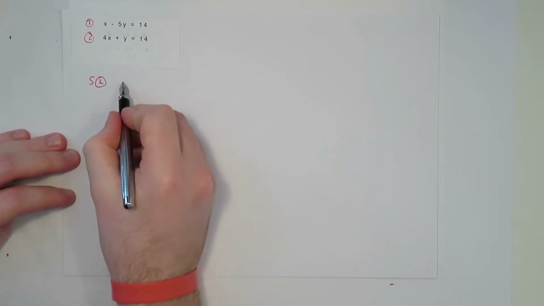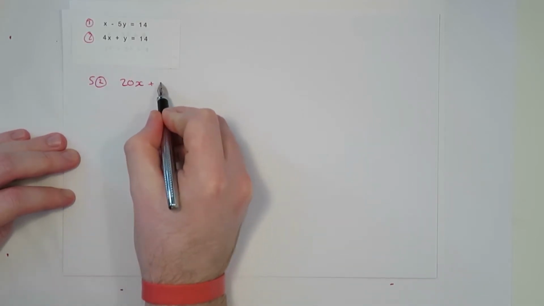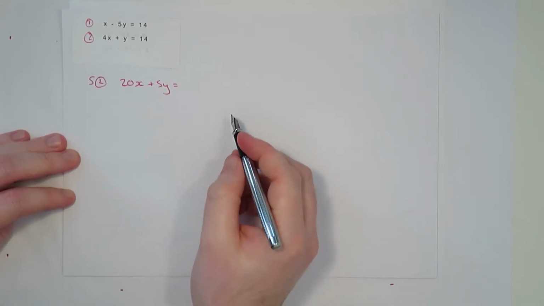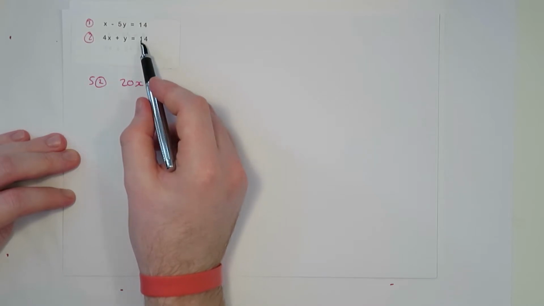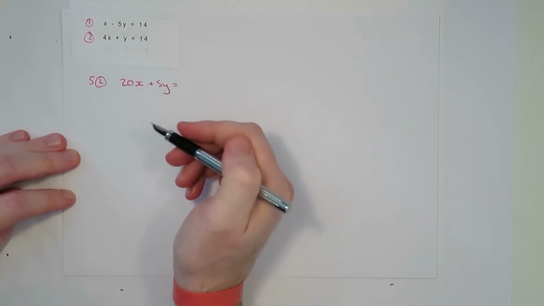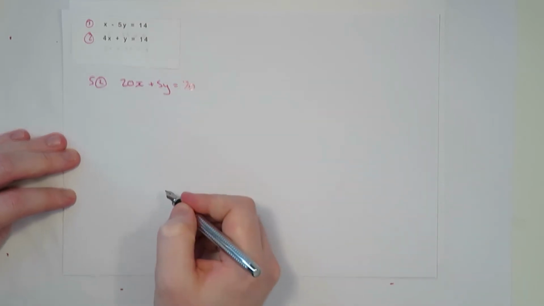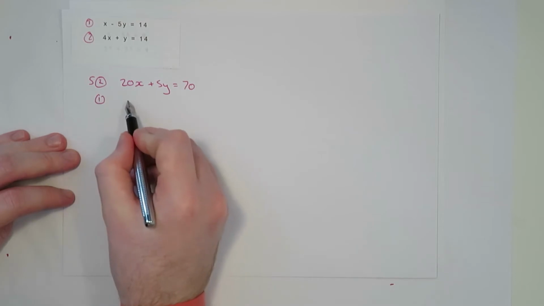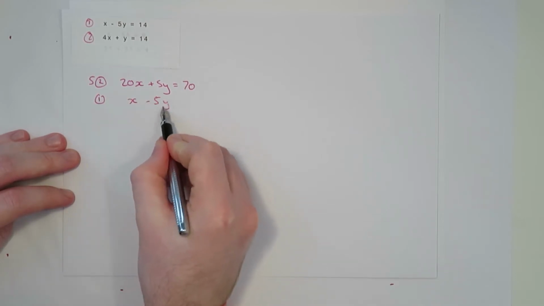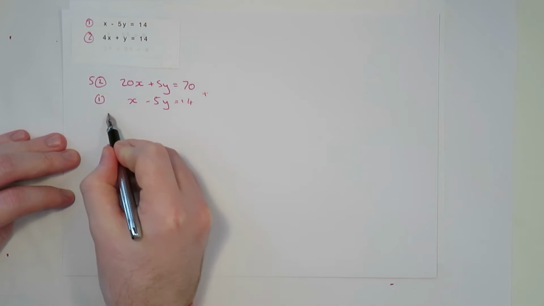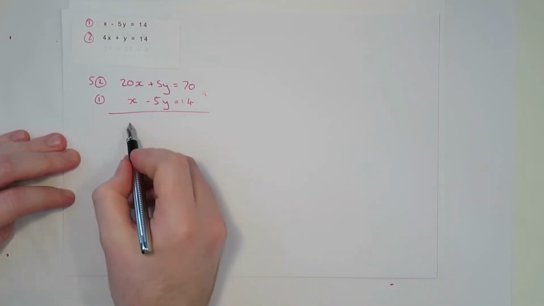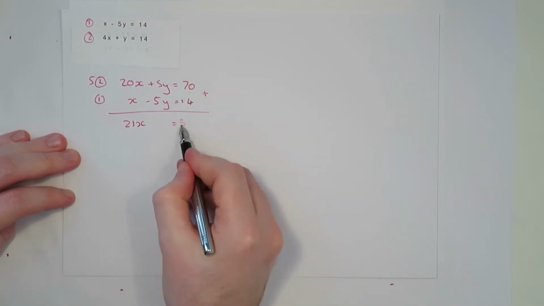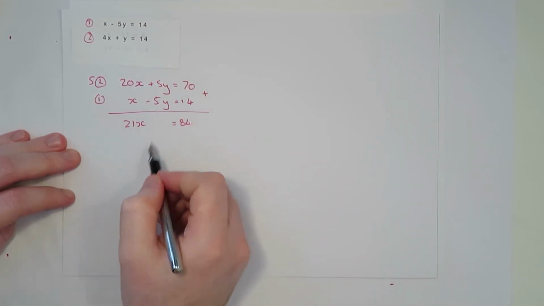So 5 lots of equation 2 will be 20x plus 5y equals 5 lots of 14. Well, 5 lots of 4 is 20. 5 lots of 10 is 50, so 50 plus 20 is 70. And equation 1 will just stay the same. We need to add these now to get rid of the y's. 21x equals, that's 84. Of course the y's will cancel.